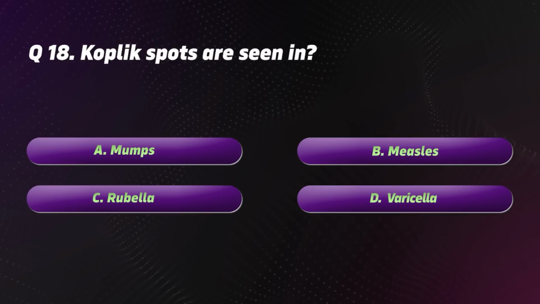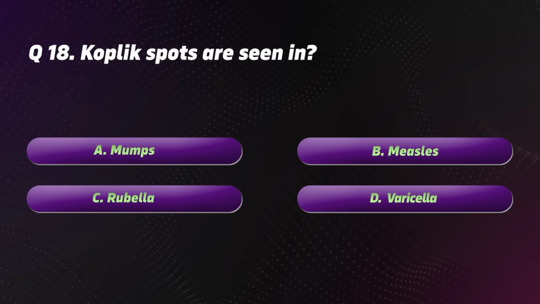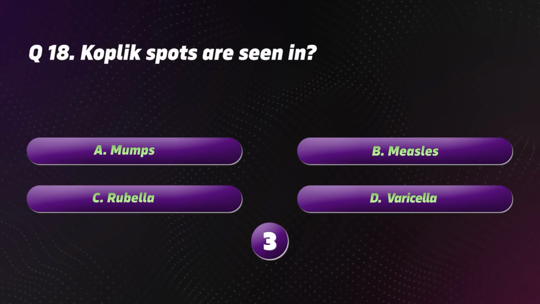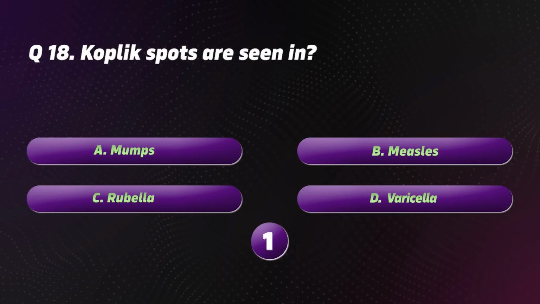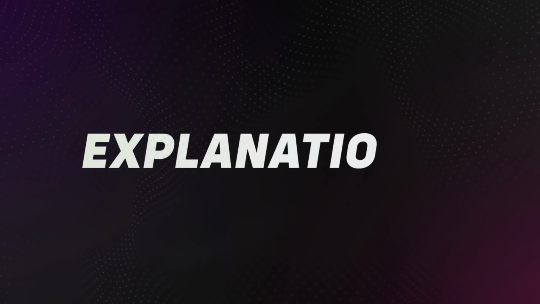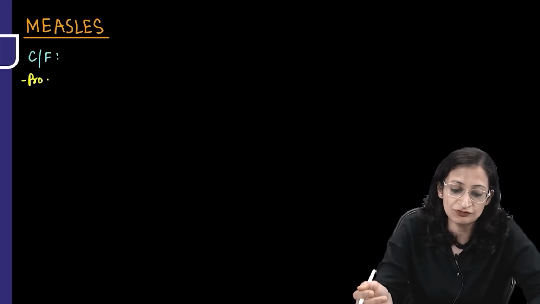Question 18. Koplik spots are seen in? Here are the options. A. Mumps, B. Measles, C. Rubella, D. Varicella, and the correct answer is option B. Here's the explanation. Now moving ahead, the clinical features of measles.